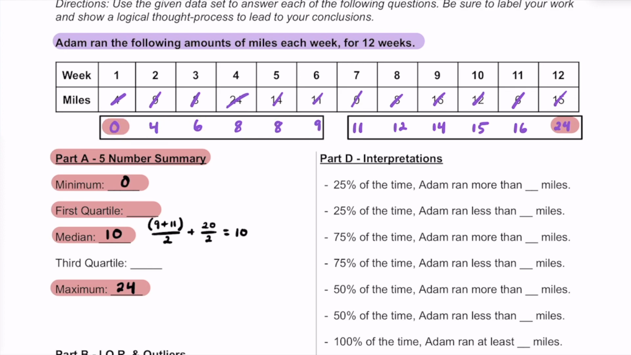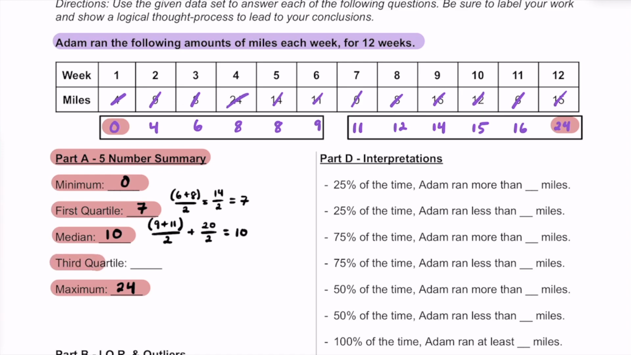So again, if you want to go ahead and show this work, what we can do is we can say 6 plus 8, go ahead and add those two and then divide by 2. 6 plus 8 is going to be 14, so it's going to be 14 divided by 2. So halfway between 6 and 8 is going to be 7. So this is going to be our first quartile.